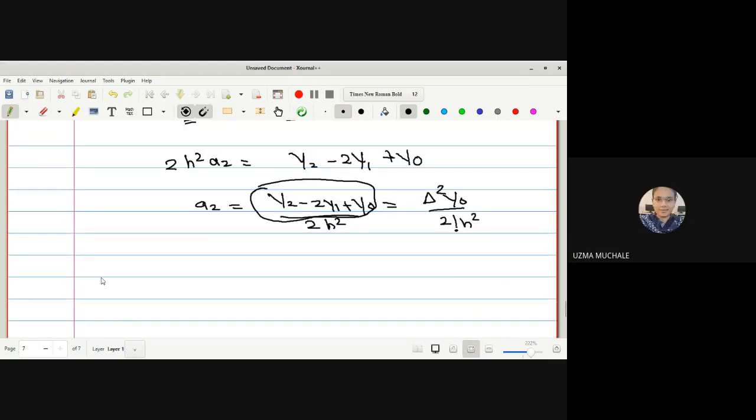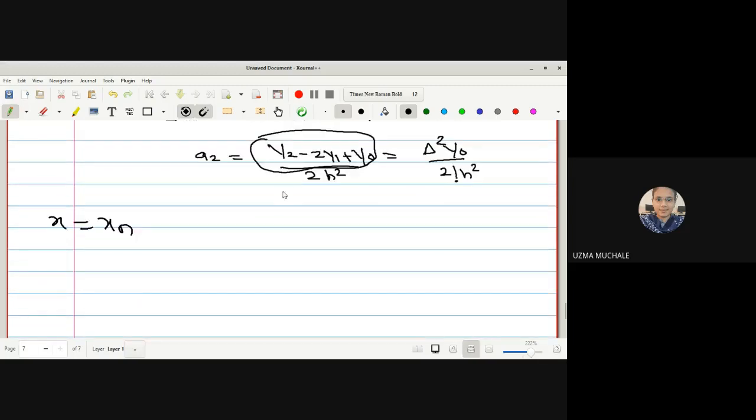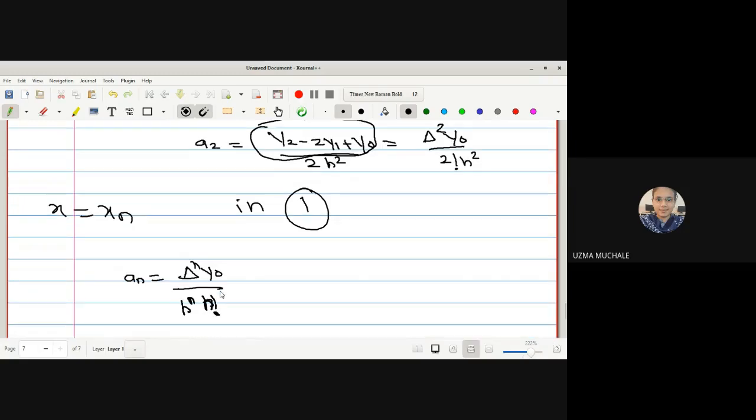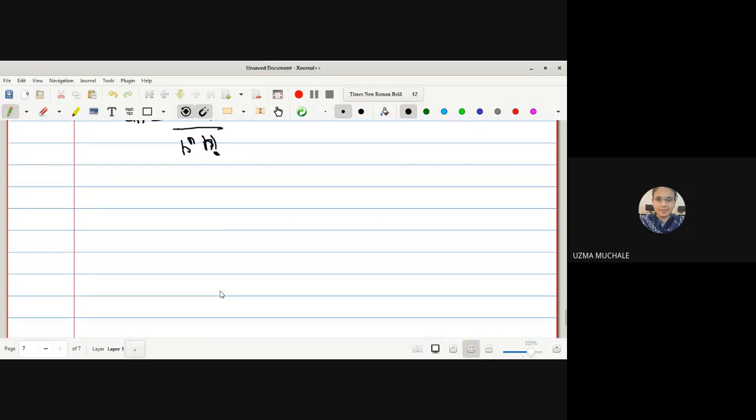Now we can write this similarly in general at x equal to xn. After putting x equal to xn in equation 1, we get what is an? It is del raised to n y0 divided by h raised to n into n factorial. Now let us put all those values of a0, a1 up to so on an in the above equation.